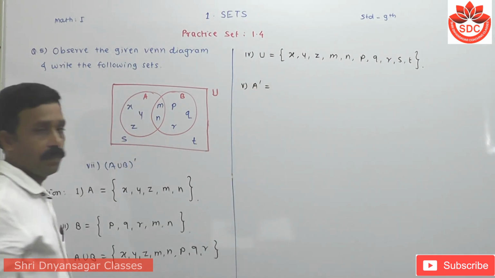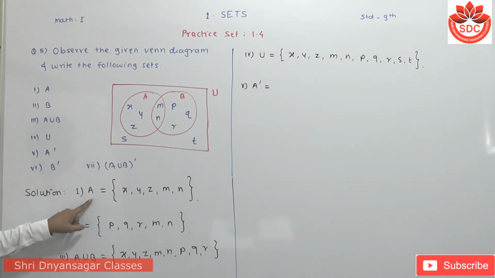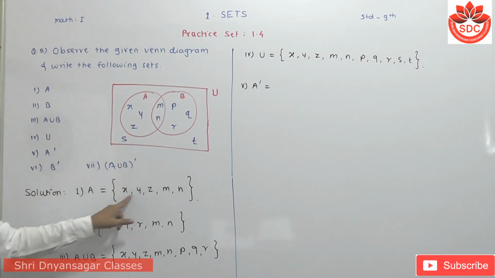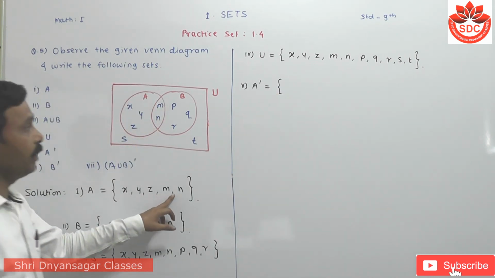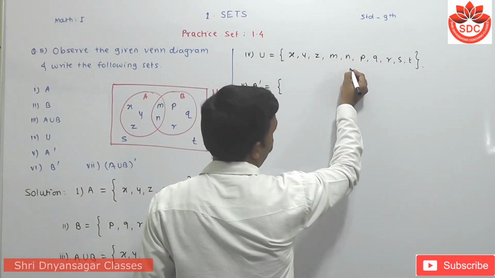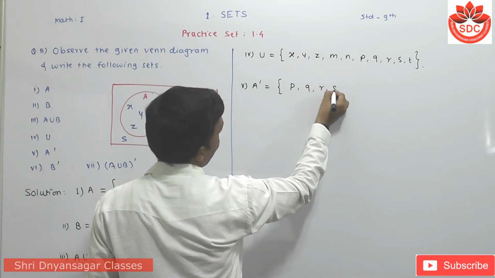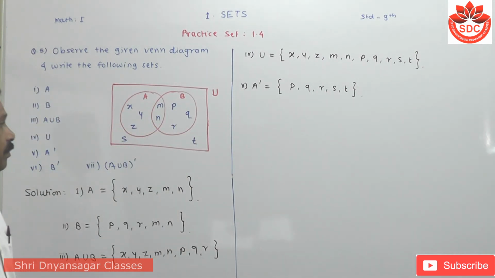Complement means the elements present in U but not in A. That is, the elements remaining in U apart from A's elements are A's complement. So rather than the elements x, y, z, m, n, the elements P, Q, R, S and T are the complement of the set A.